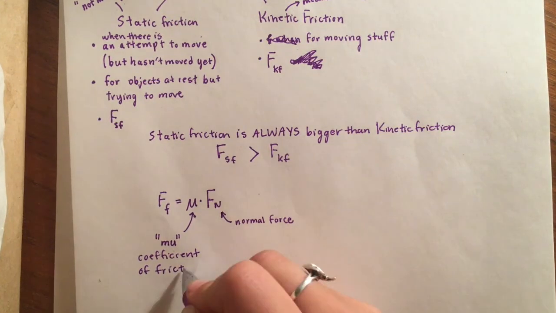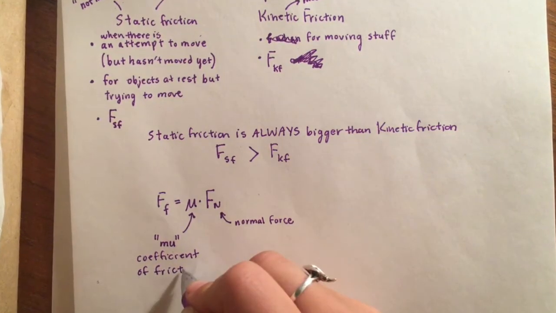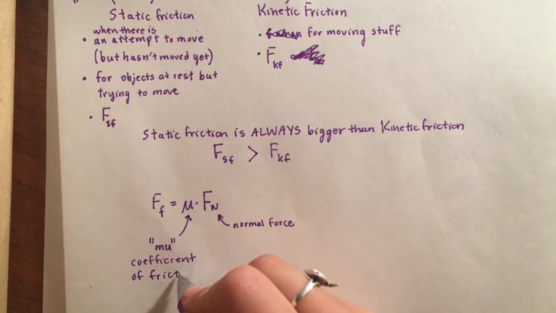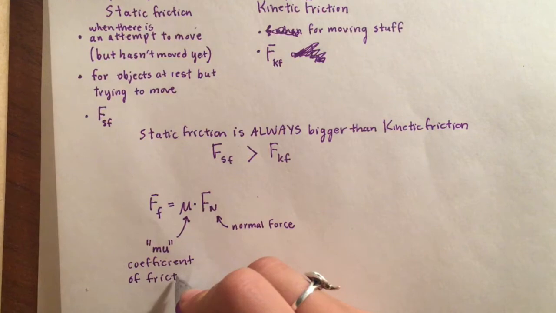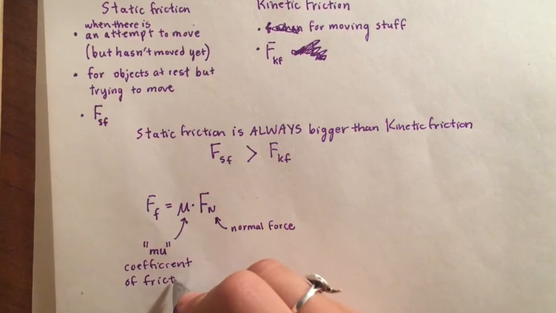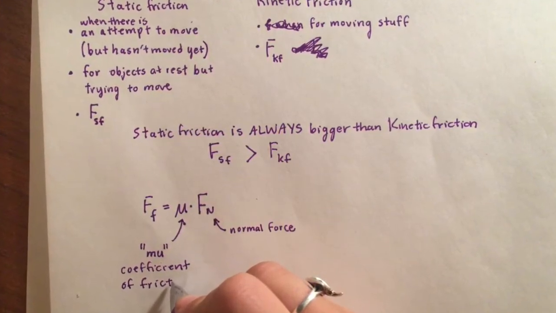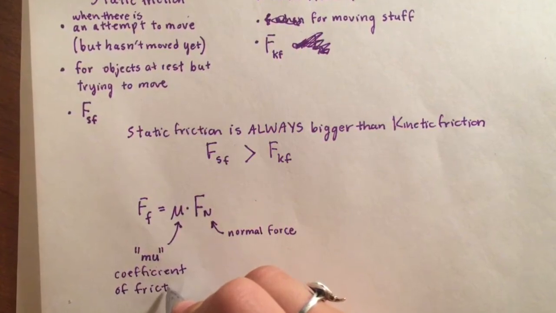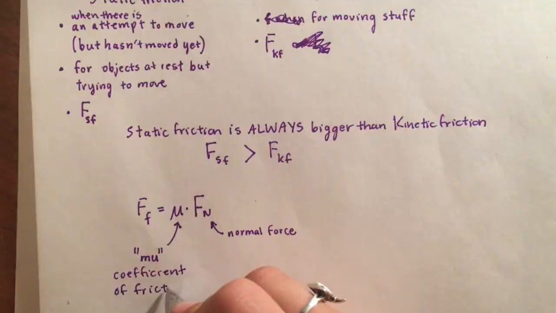You can use this equation to solve for static or kinetic friction. So when you're using this equation to solve for static friction, then this is going to give you the maximum amount of static friction. This equation gives you the max static friction force. We'll talk about what that means.